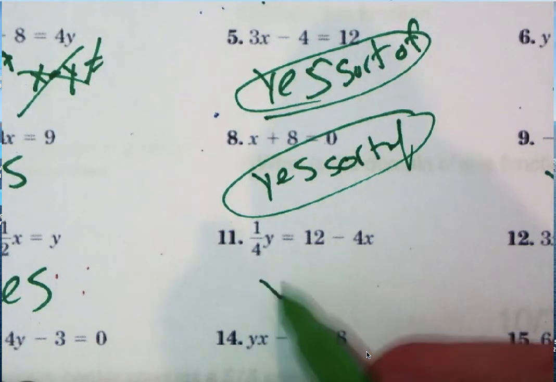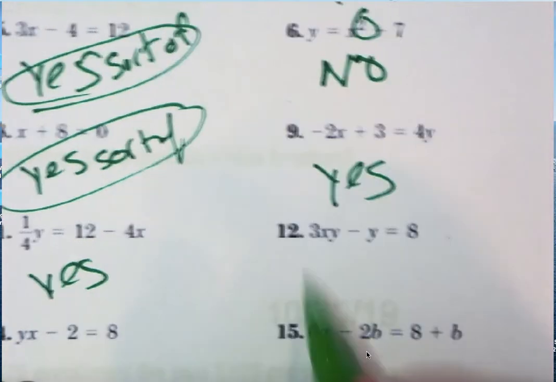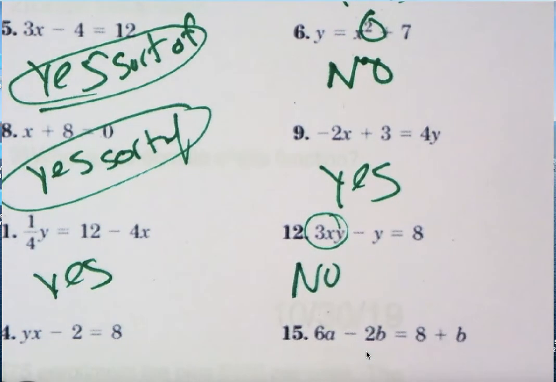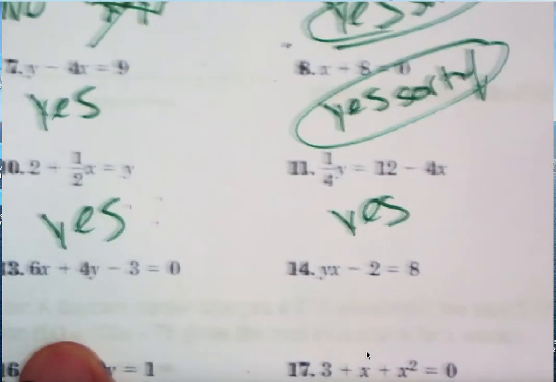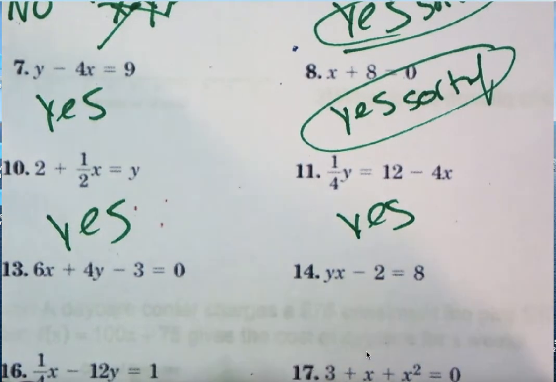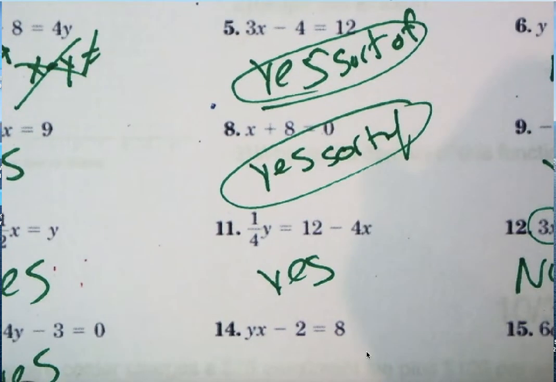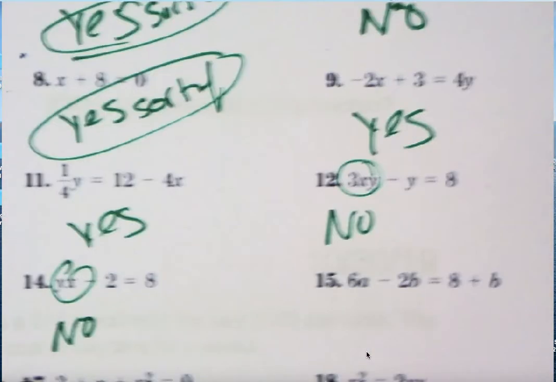This one? Yep, yes as well. It meets all our 3 requirements. This one? That's a big no. X and y are being multiplied together. How about this one? Does it meet all 3 requirements? The answer is yes, it does. Next one, that's a big fat no. X and y are being multiplied together.